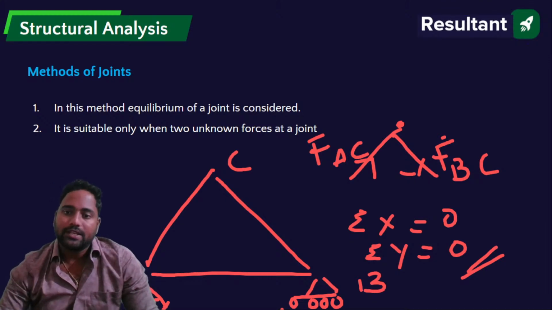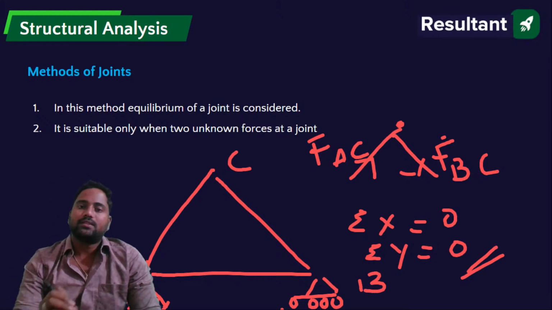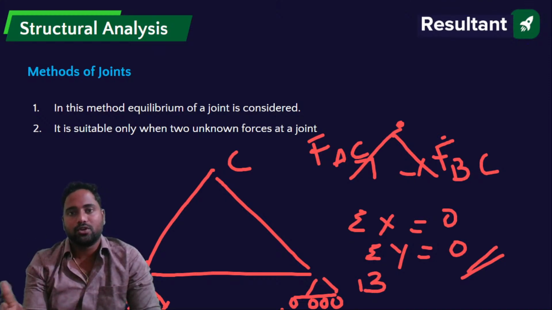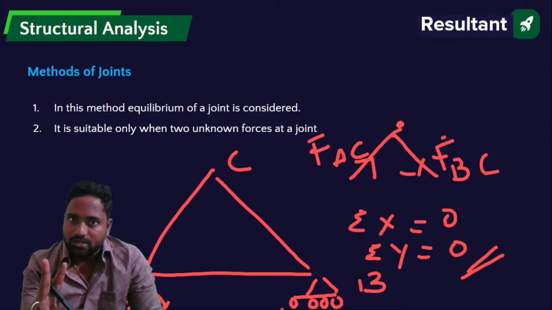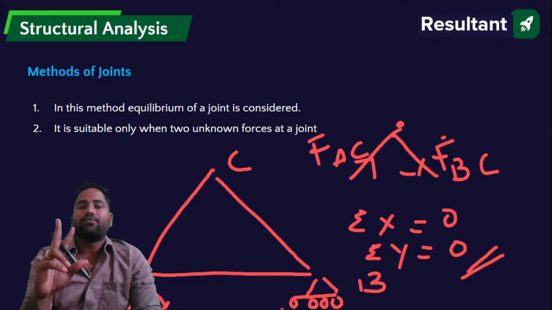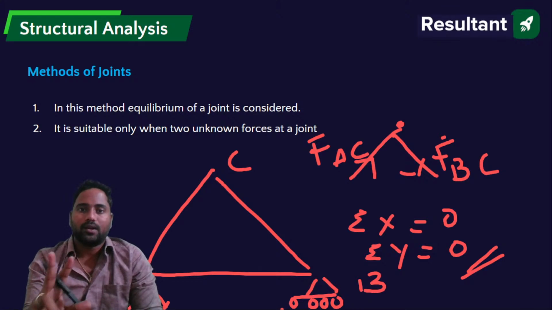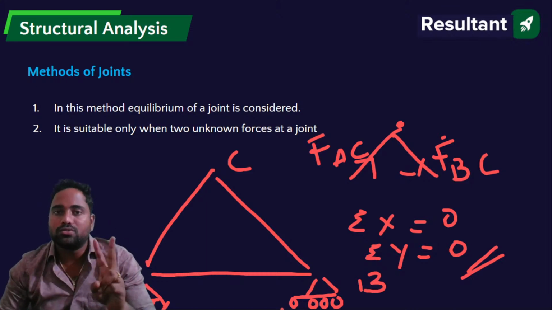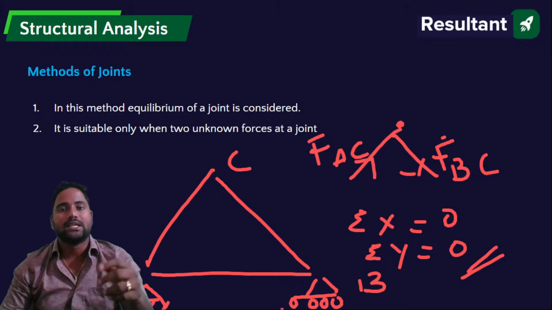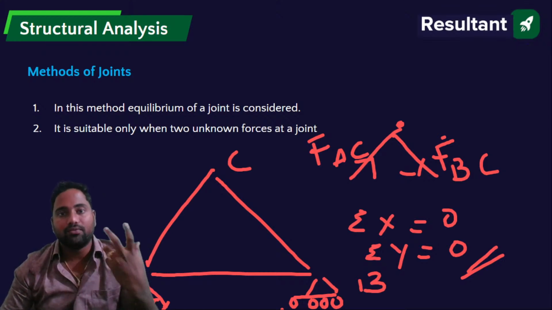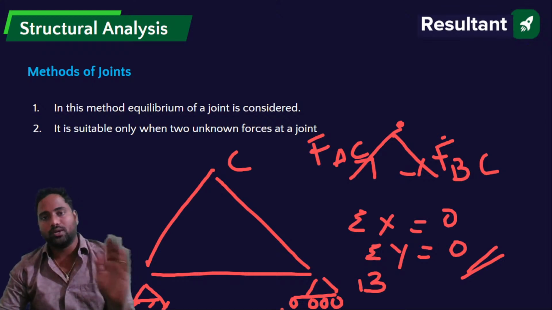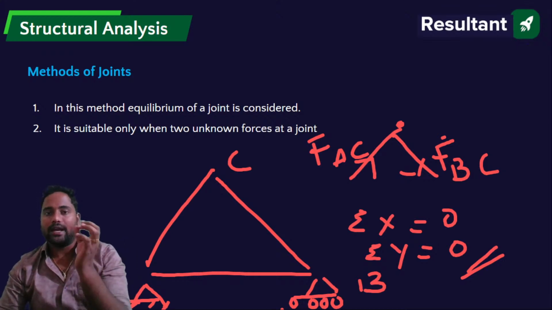Fine. So at each and every joint, we will take summation of forces in x direction equals to 0, summation of forces in y direction equals to 0. So if there are two equations, we have only two equations, we can find only two unknowns, right? So at a joint n number of members, like 3 members, 4 members can meet, but if there are only two unknowns, then only we can use method of joints. If there are many unknowns, like if there are 3 forces, 4 forces unknowns, we cannot use method of joints.